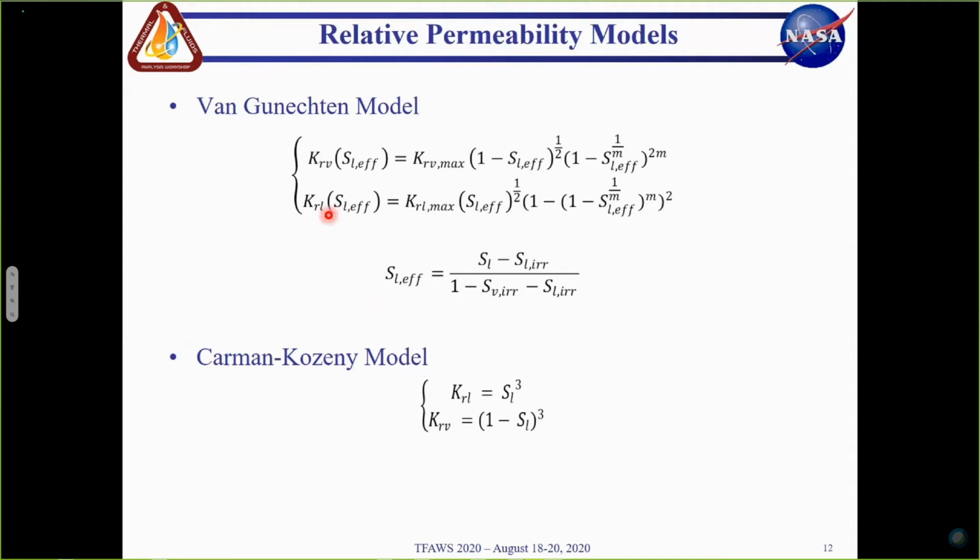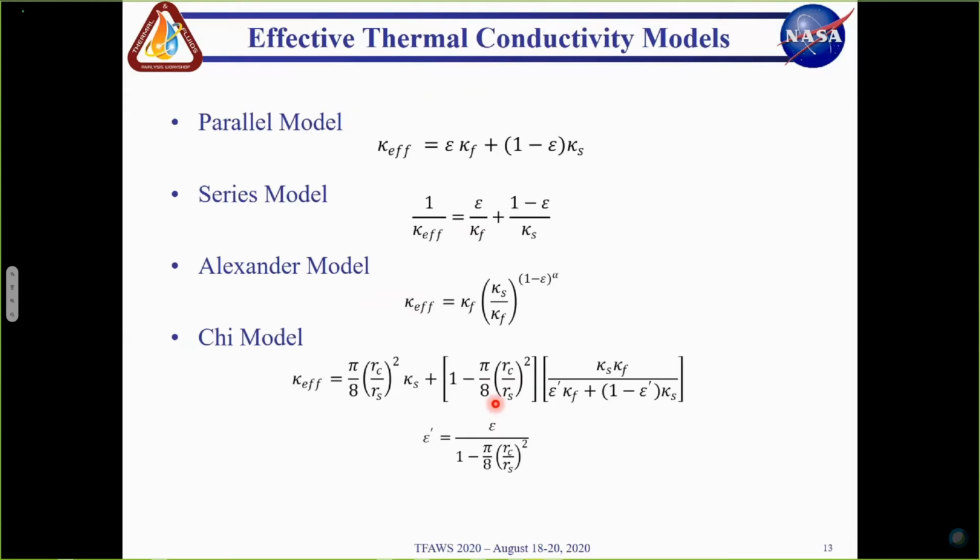We have presented two different relative permeability models. One is the Van Genuchten model and another is the Kozeny-Carman model. The Van Genuchten model was present in the impulse form solver, and the relative permeabilities for vapor and liquid are calculated based on the saturation. We have implemented this Kozeny-Carman model into our solver as a library, and for this model, the relative permeabilities for liquid and vapor are calculated based on the saturation of the liquid also.